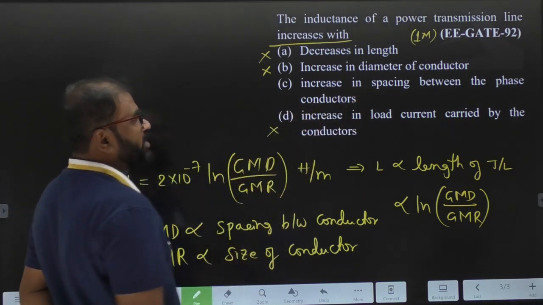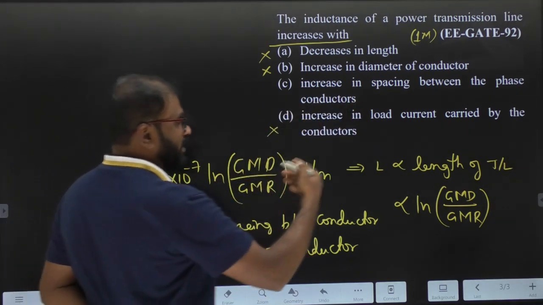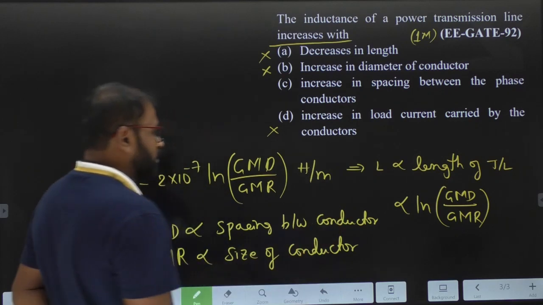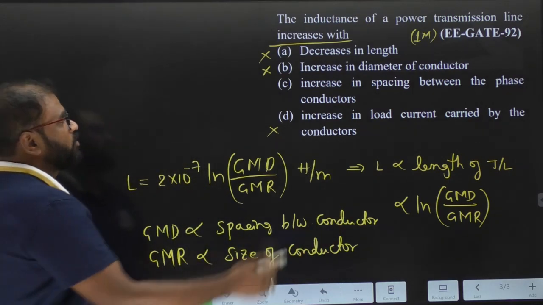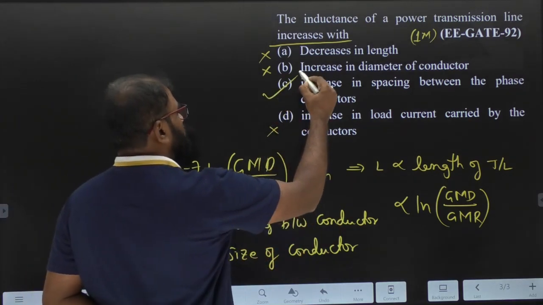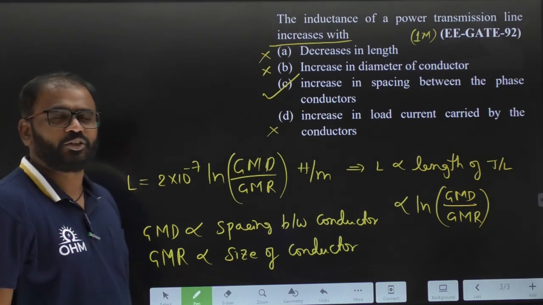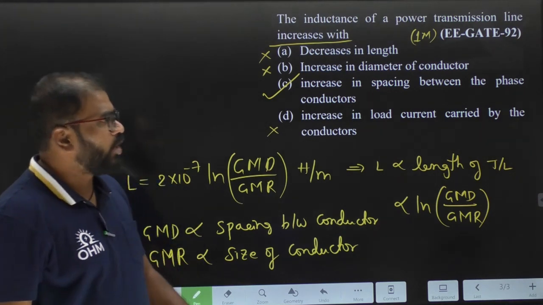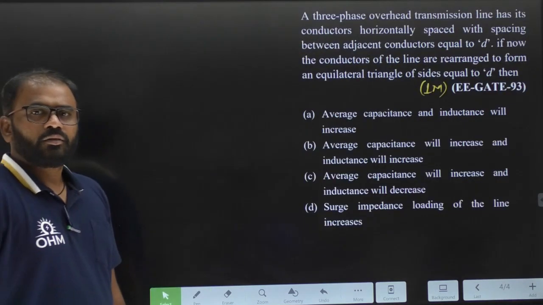Yes, increase in spacing between the conductors. If there is an increase in spacing between the conductors, it means GMD increases, so inductance also increases. So that's why the best option for this question is C. Now we'll move on to the next question.